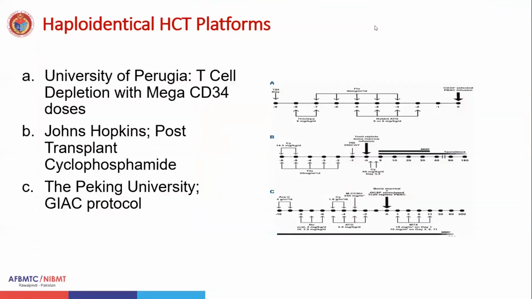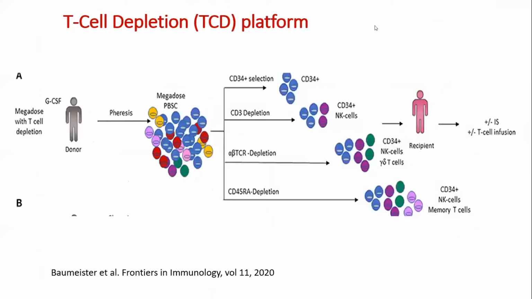So several transplantation platforms have been developed for successful haploidentical transplant, and these are the three main approaches. We're going to look at them one by one. The first is the T-cell depletion platform, and this was pioneered by the group at the University of Perugia in Italy, and we saw these studies coming out in the mid-90s. So a mega dose of stem cells to overcome the risk of graft rejection is given, and T cells can be depleted using several strategies.